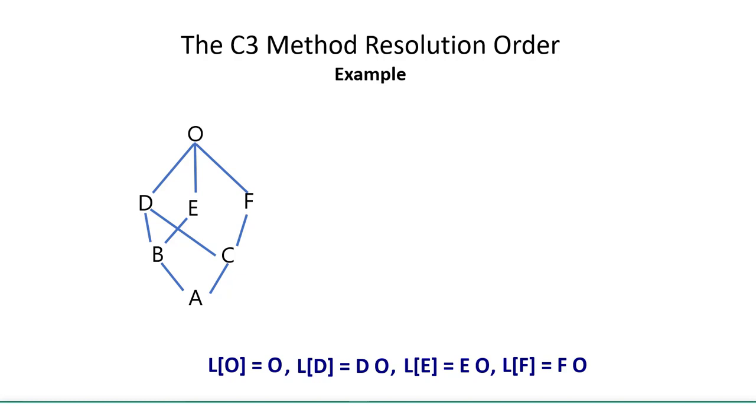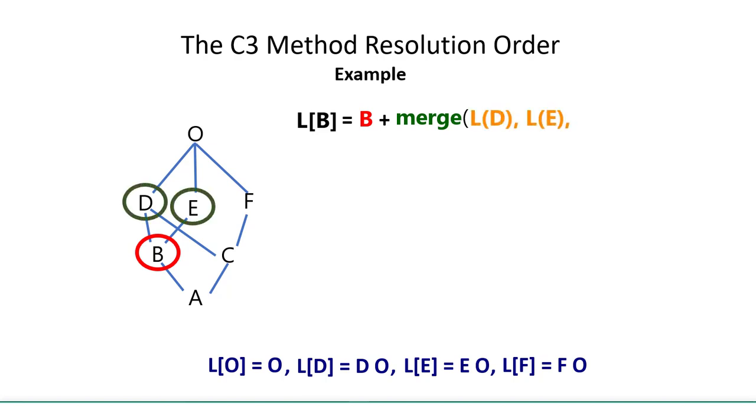Now let's start finding the linearization of class B. The linearization of class B will be class B itself plus the merge of the linearizations of class D and E, because they are the parents. So the first arguments of the merge function will be the linearizations of its parents, and the last argument being the list of the parent classes itself. So the linearization of class B is equal to class B plus merge of the linearization of class D, the linearization of class E, and the list of classes D and E.